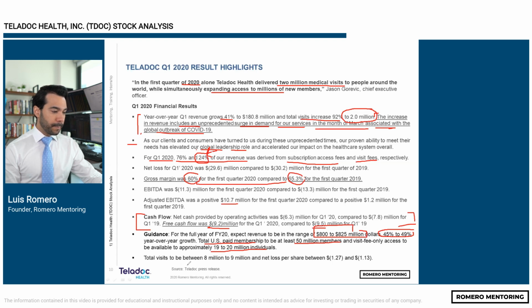And then for the upcoming quarter, this is what they're expecting. 8 to 9, no, for the whole year of 2020, 8 to 9, and then earnings per share loss. Yeah, they're still going to be losing money.